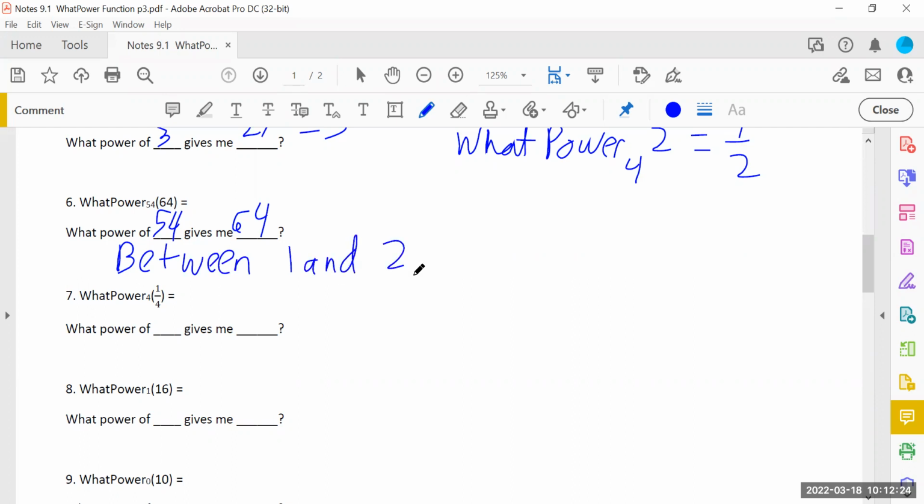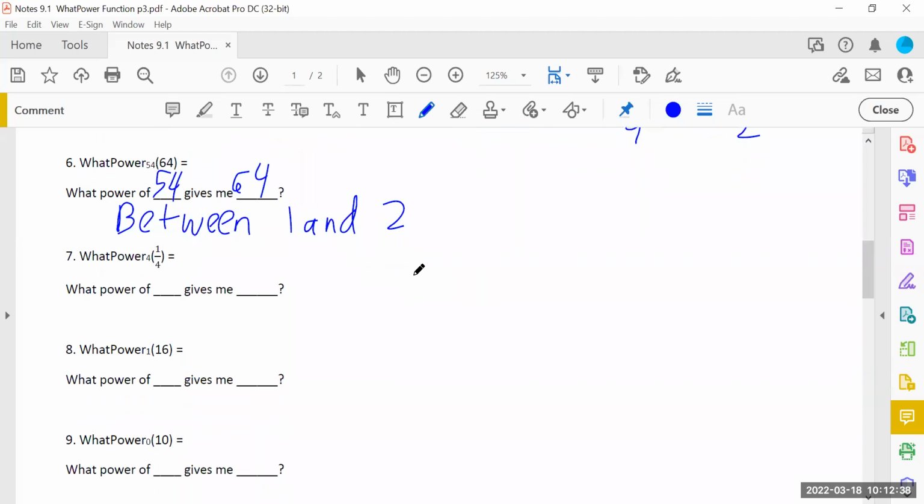I'm kind of suspicious that that was supposed to be what power of 4 gives me 64, although I think we did that one already. So for this one though, 54 to the first power would be 54. 54 squared would be too big. So it's got to be between 1 and 64.